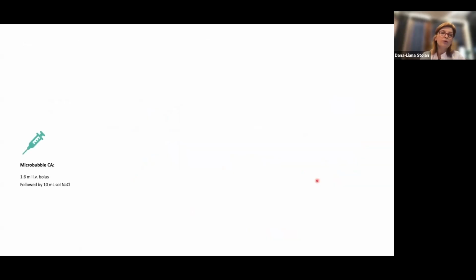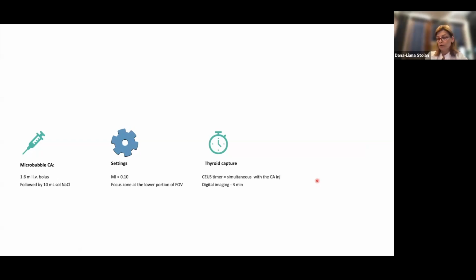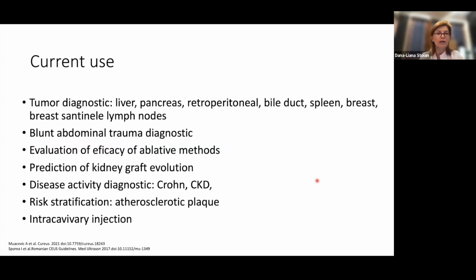From the thyroid point of view, one third of the microbubble solution is used, followed by 10 cc's of serum. You have to have, as mentioned before, low mechanical index. You will have to have a clear field of view. Thyroid capture time will actually use a continuous loop up to 3 minutes, although in the first minute you have the needed information. And proposed analyses that are currently used are either qualitative or quantitative. I will show you some images.